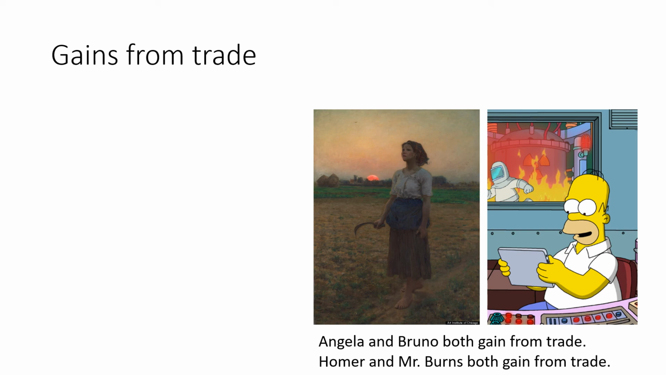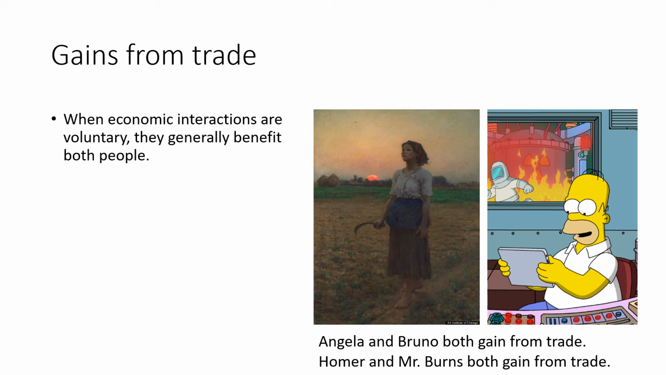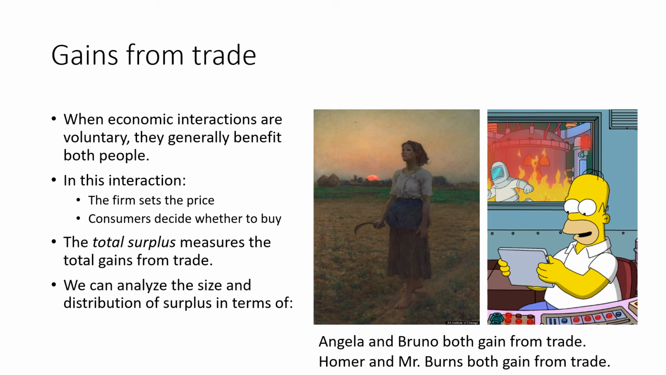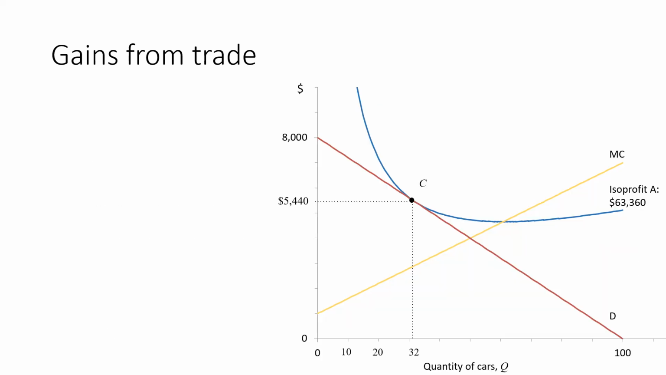Now let's go and talk about gains from trade. When economic interactions are voluntary, they generally benefit both people. So in this interaction, the firm sets the price, consumers decide whether to buy, and the total surplus measures the total gains from trade. So we can analyze the size and distribution of surplus in terms of Pareto efficiency and fairness. In this example, the red curve corresponds to our demand curve, yellow is marginal cost, and blue is the isoprofit.